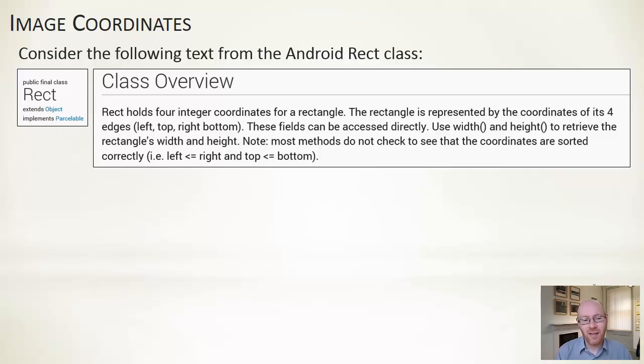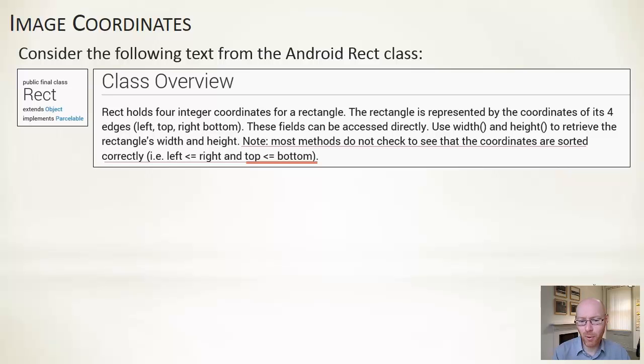There's a curious thing in this definition, and it's in the note at the end. In particular, top is less than or equal to bottom. If we're thinking about left and right in terms of, say, our x-axis, the left point is normally a smaller coordinate than the right point. That makes sense.